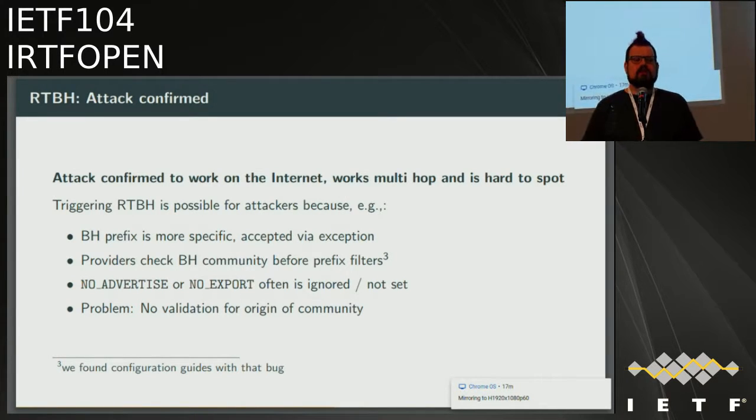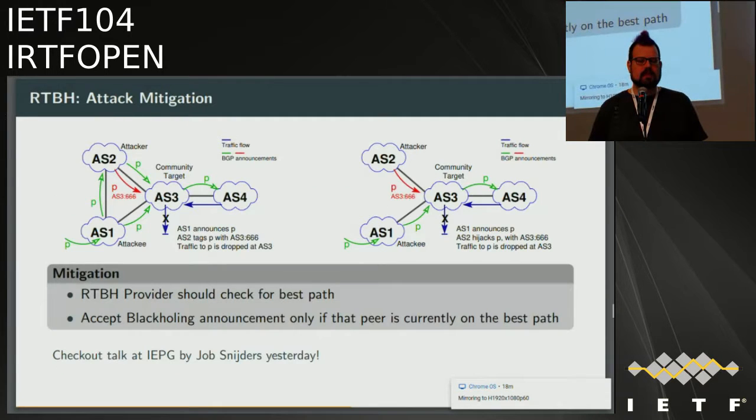And the problem here, there is no validation for the origin of the community. Every AS on the path can add the black holing community for the upstream provider. Now, yesterday, Job Snijders gave a talk at the IEPG where he presented a mitigation for this. If you would check that the peer that is announcing the black holing, or the prefix with the black holing community is on the best path and only then accept the black holing, this is one possible mitigation for this attack. So if you are interested in that, you should check the recordings of that talk.